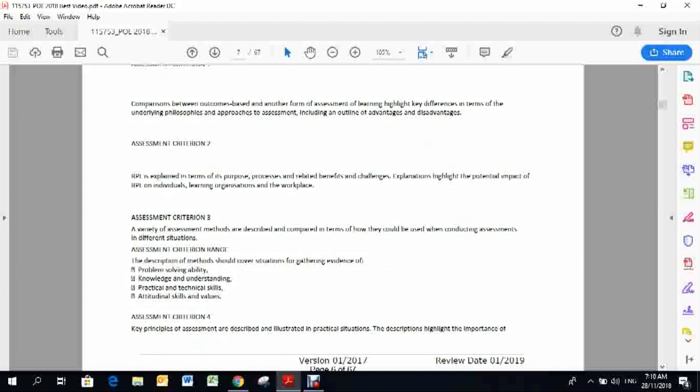Assessment criteria 2 is for RPL. And RPL is supposed to be explained in terms of its purpose, processes, related benefits, and challenges. Explanations highlight the potential impact of RPL on individuals, learning organizations, and the workplace. So I'm just showing you the specific outcomes and the assessment criteria and how they work.